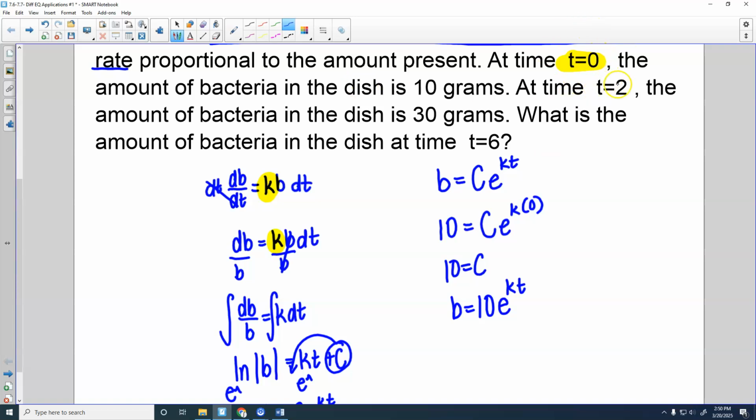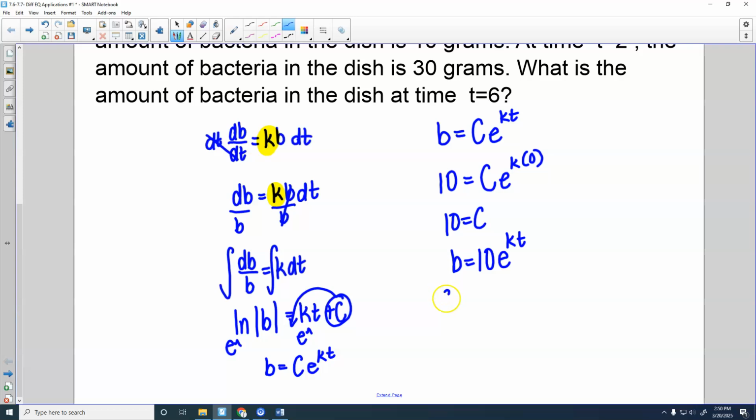So we need to know k. I also know at time t equals 2, there's 30 grams of bacteria. So I'm going to do 30 equals 10 e to the k times 2. And I want to solve this equation for k. So Brady, what would I do to solve that for k? Good. That'll give me 3 equals e to the 2k.